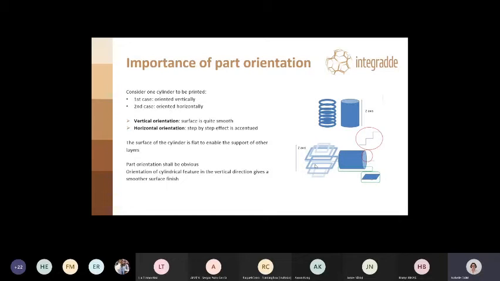In particular, the part will be built as a series of rectangles with different widths. The surface of the cylinder which touches the platform will be flat to enable supporting the other layers. So always keep in mind that the part orientation should be obvious, and orientation of cylindrical features in the vertical direction always gives a smoother surface finish.